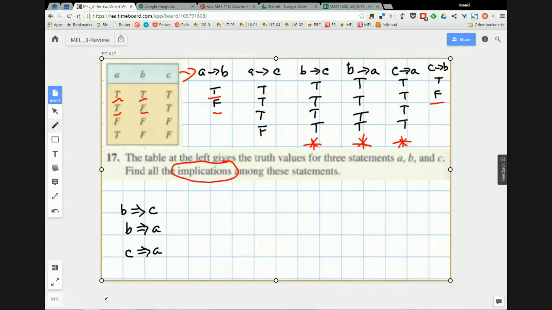So do you see how I tried if A, then B, if A, then C? So then I started the ones that begin with B. If B, then C, if B, then A. By the way, you don't have to do if A, then A. That doesn't make any sense. Okay. And then lastly, if C, then A, and if C, then B.